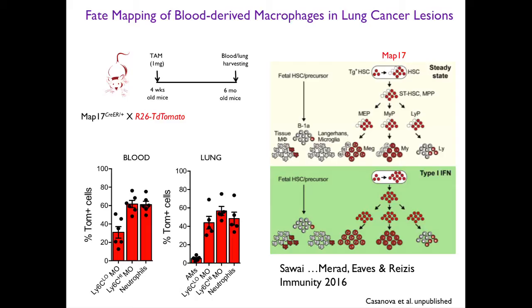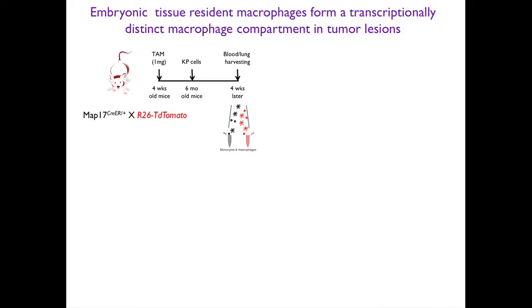And this is what we are showing here. In a normal lung, we obtain in these mice very nice labeling of circulating monocytes and circulating neutrophils. We also labeled monocytes in the lung and neutrophils in the lung, but we didn't label tissue-resident macrophages. So this is in a normal animal, recapitulating prior data from my group and others. Now we are going to do exactly the same experiment in the tumor-bearing animals using the same fate mapping model.